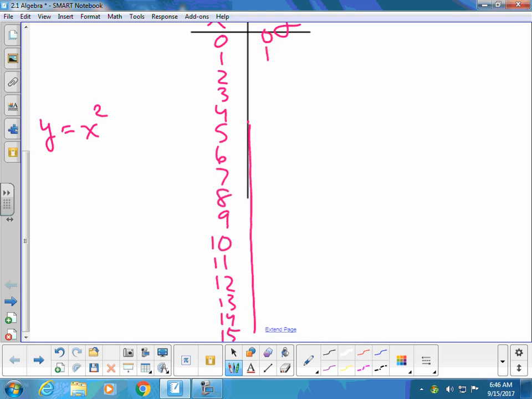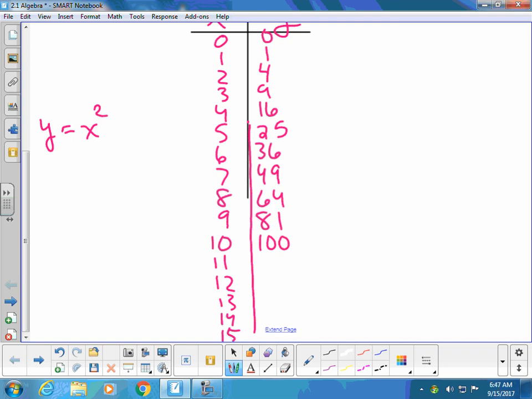1 squared is 1. 2 squared, 4. 3 squared, 9. 4 squared, 16. 5 squared, 25. 6 squared is 36. 7 squared, 49. 8 squared is 64. 9 squared is 81. 64, I think I said 84.